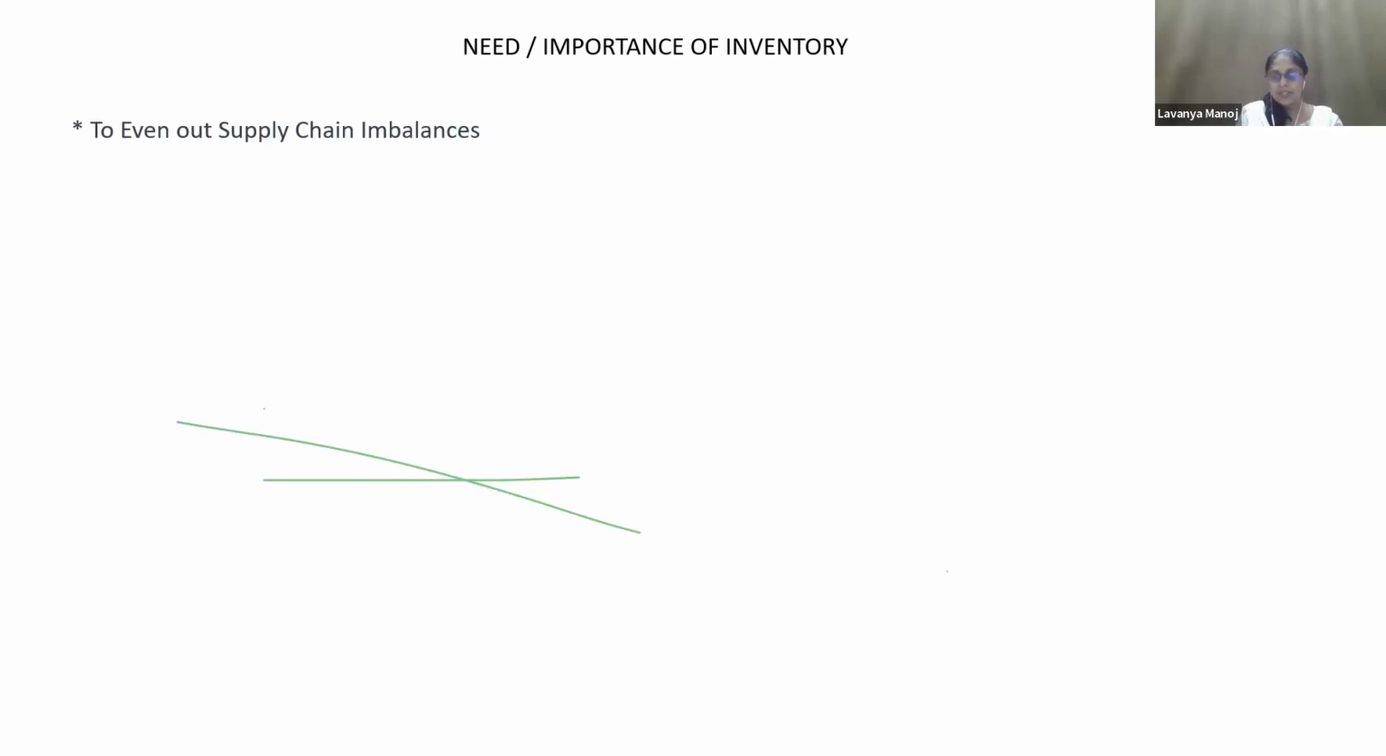So what is a supply chain? It's a chain of supply of goods. It starts from procurement. Then the procured product is transported to the factory floor. When the production is done, from there it is transported to the warehouse.